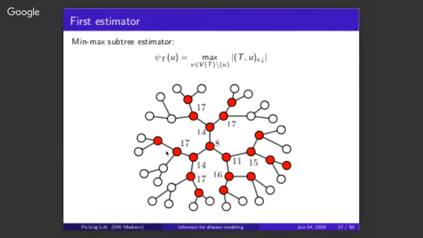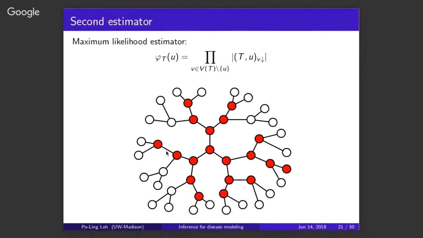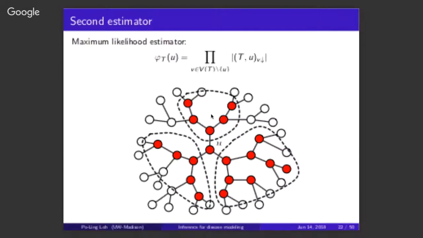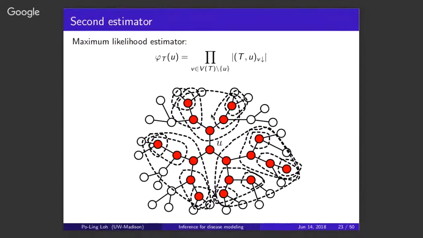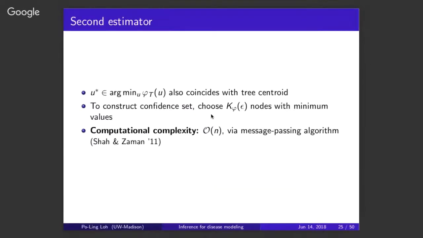In the case of the second estimator, where we're multiplying all these tree values and it gets much bigger, it's maybe not so obvious, but this type of estimator was also studied in some previous work by Shah and Zeman. And in that paper, they showed that, in fact, you can also calculate the second criterion in order n time using a slightly more sophisticated message passing algorithm. So this is just to say that from the point of view of computational complexity, neither of the two types of estimators that I described is better than the other.